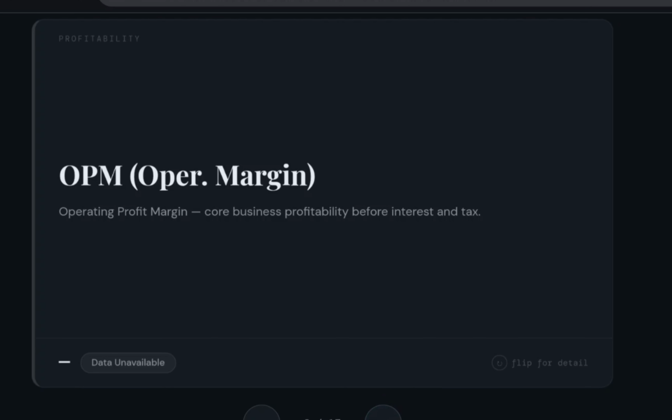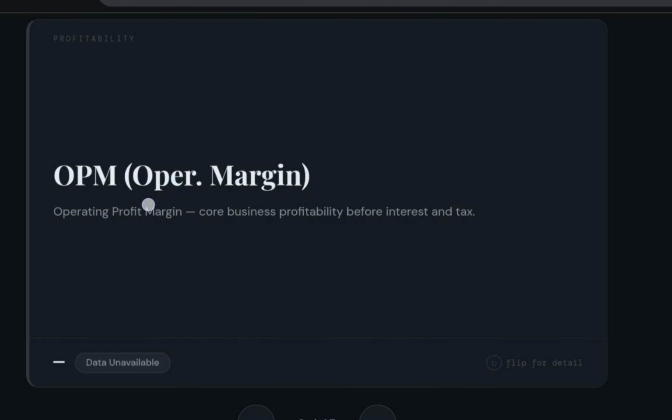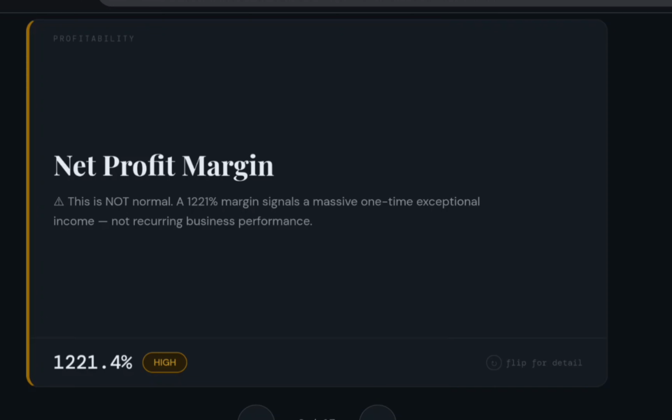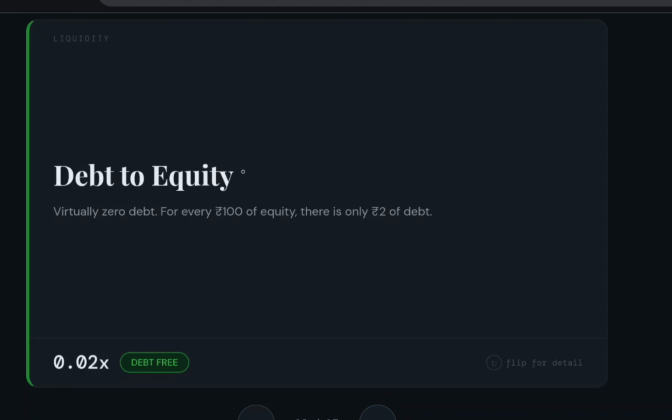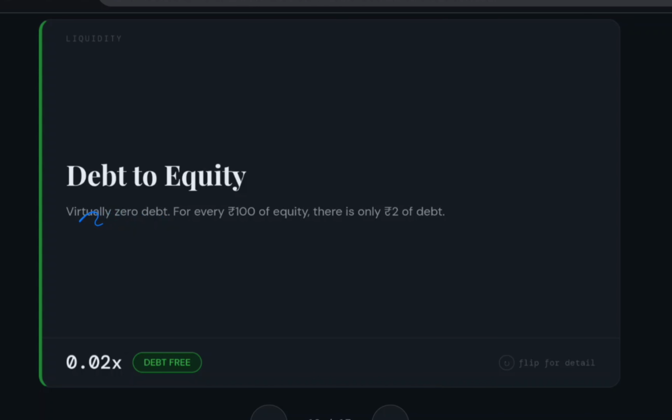Next one what I have captured is OPM, operating margin. Next one I have captured is the net profit margin. Next one I have captured is the debt to equity. You can see it shows virtually zero debt. This company has virtually zero debt.